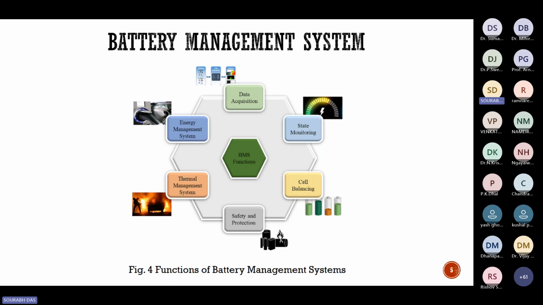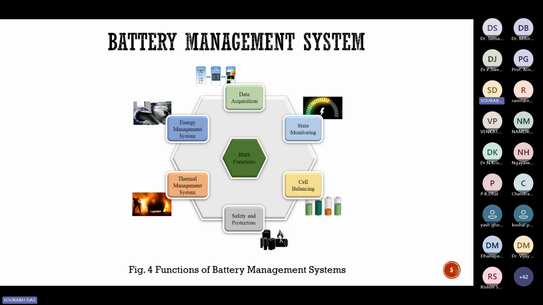Then the thermal management system. Batteries are highly sensitive to temperature changes, and excessive heat can degrade their performance or even cause safety risks. So the thermal management system regulates the temperature of the battery pack, either through passive cooling or active cooling methods.